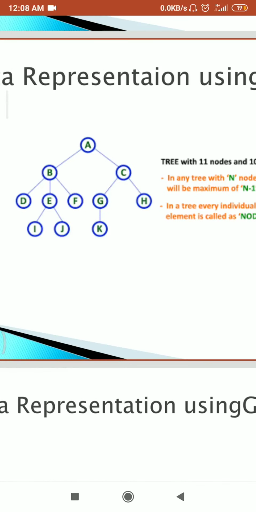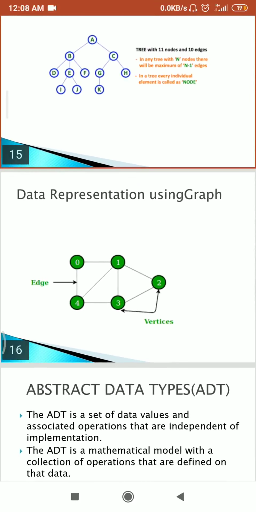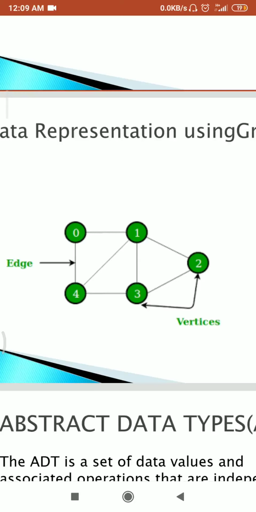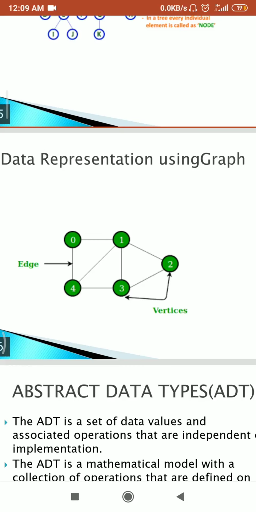One more thing: the data can be represented in the form of graphs, where one data item is connected to another. Suppose here I show a graph with nodes 0, 1, 2, 3, 4. Here 0 is connected to 1 and 4. 4 is connected to 0 and 3. Just like that, all the data may be connected to other data items, or may not be connected. This kind of data is called a graph representation.